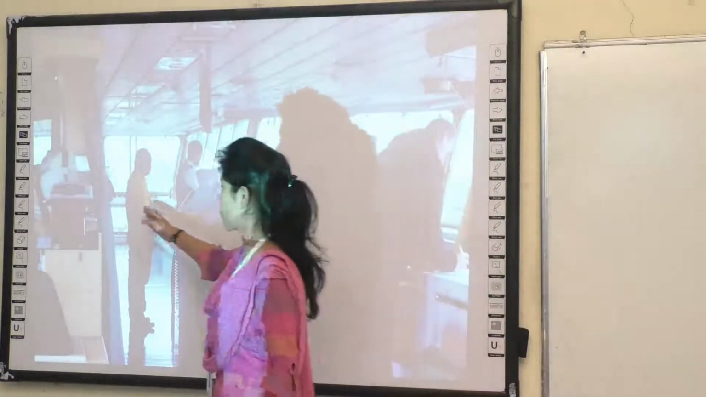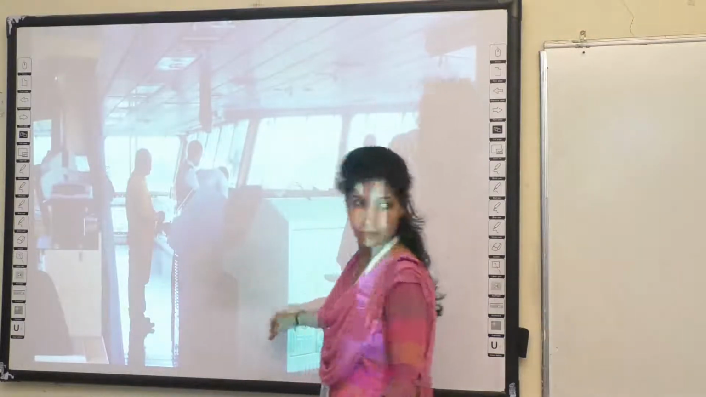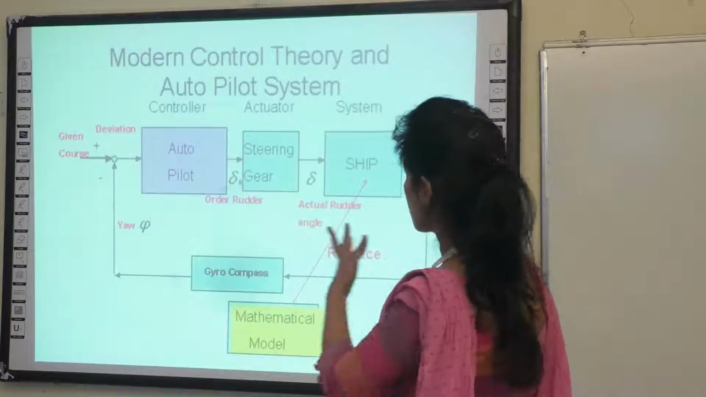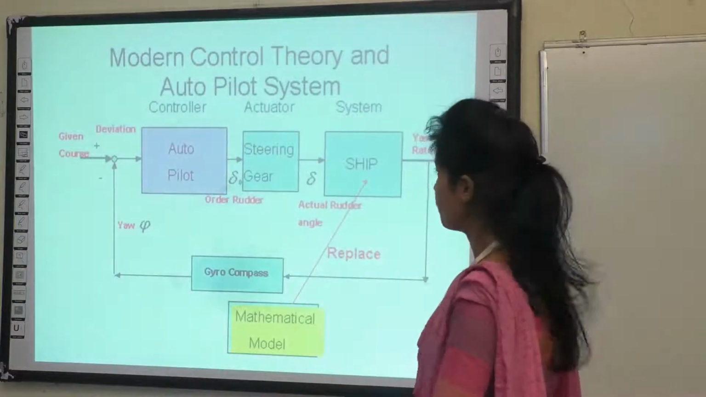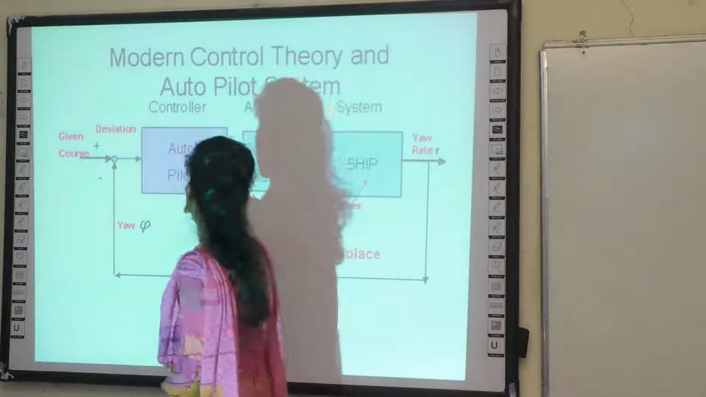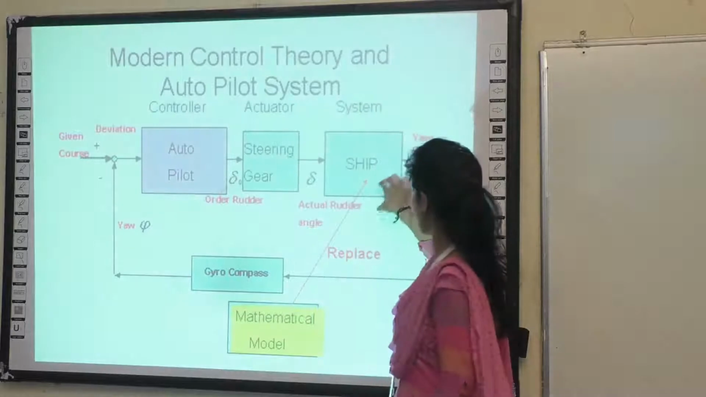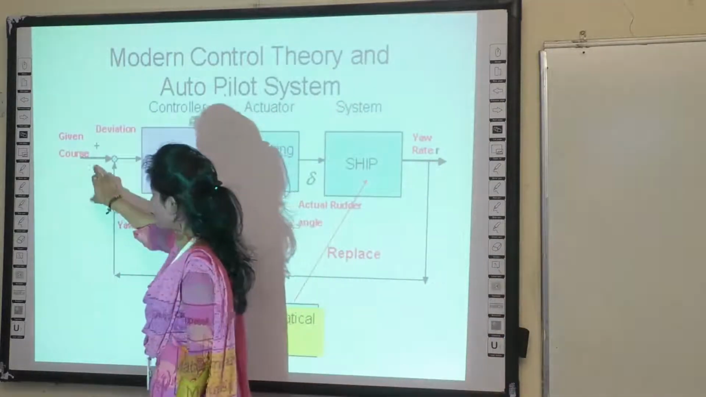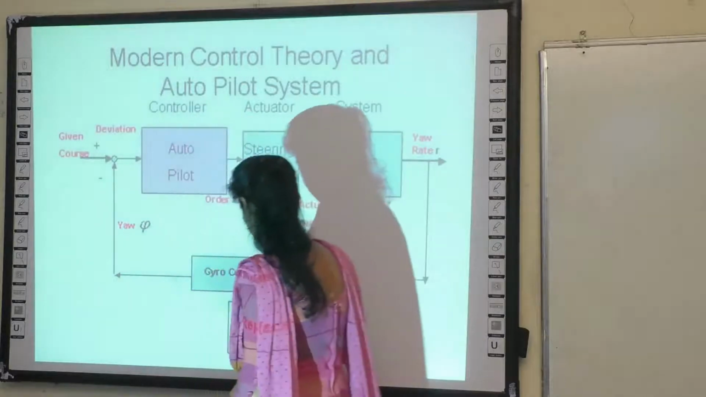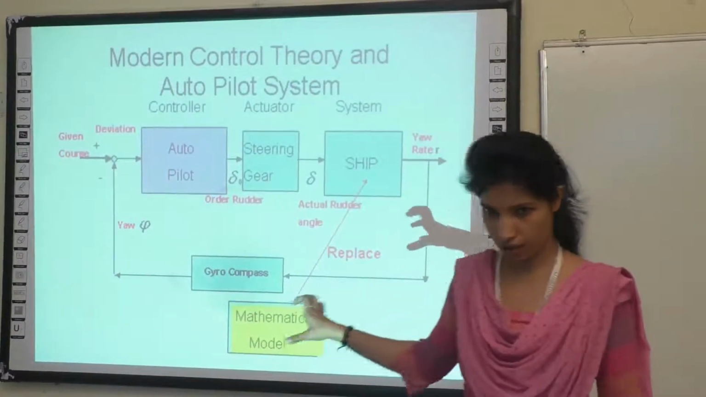Here is the helmsman, he is moving his steering and moving the ship. Modern control theory and autopilot system. Here are the controller, actuator and ship. This is the autopilot, this is the steering gear system, and this is the ship. Here it will be connected to the gyrocompass, and here the course and deviation are given. This is only the mathematical model of the autopilot system.